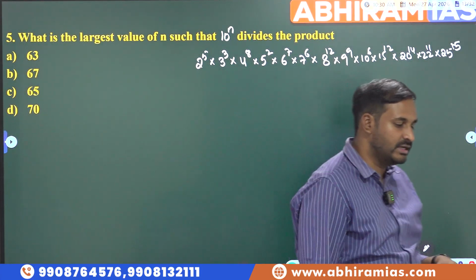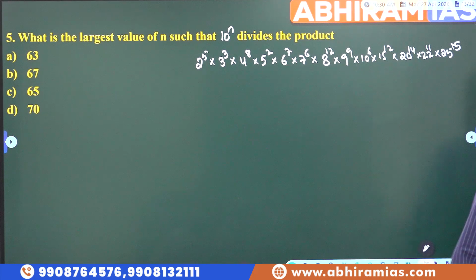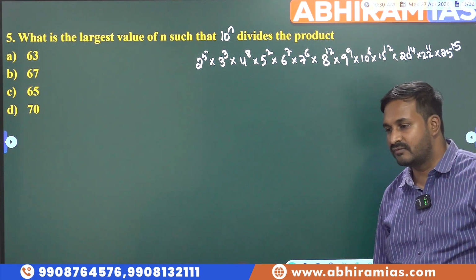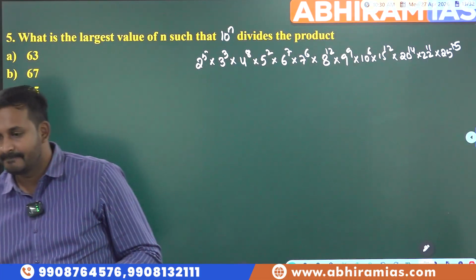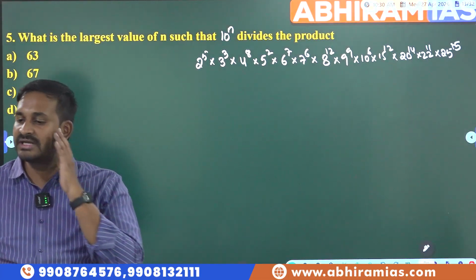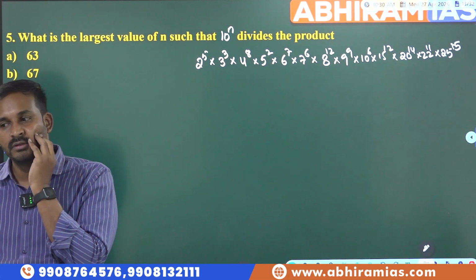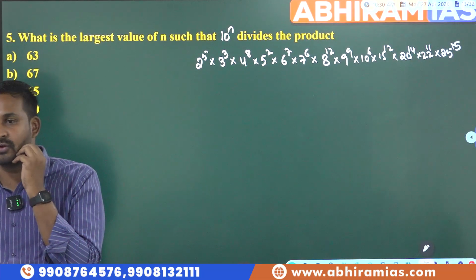Here we need to find the number of zeros of the given product. Number of zeros of the given product. How do we calculate the number of zeros? We will find the number of pairs of 2 and 5.